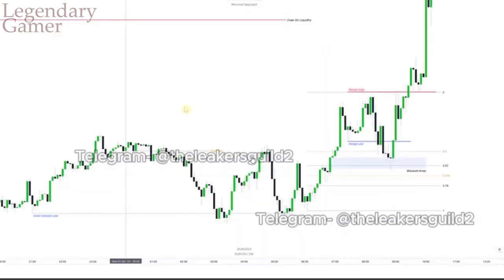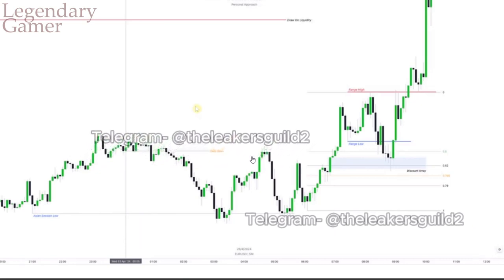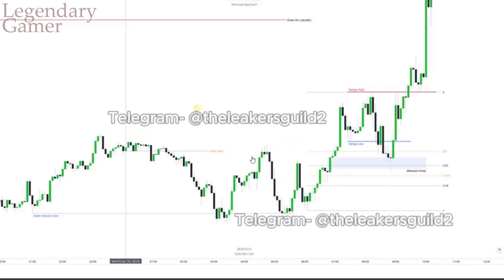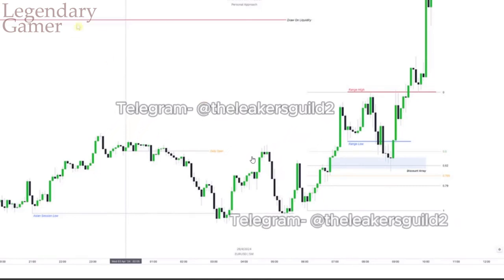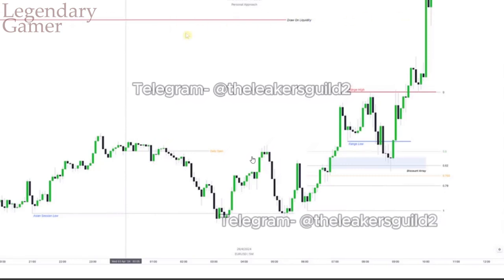Over here we've got an example. We've got a Euro USD 5-minute chart. Now let's go over this entire chart and build the narrative of what is going on over here. First and foremost, we've got our drawn liquidity, which is higher, right? We've got a nice line over here. We want to trade towards that line.